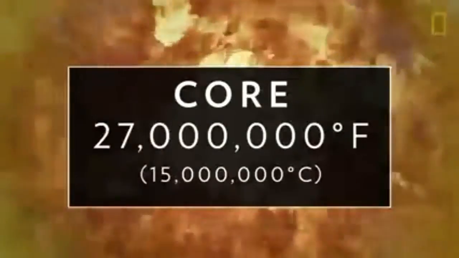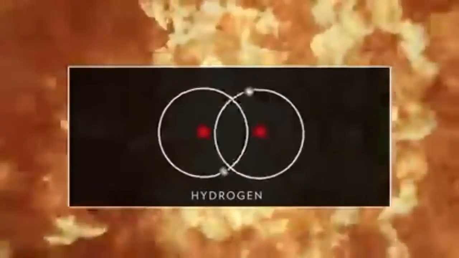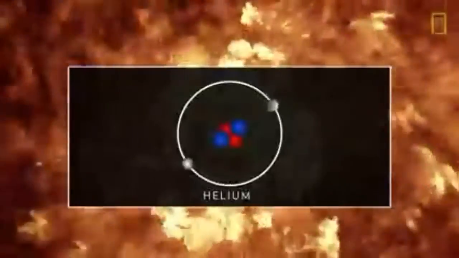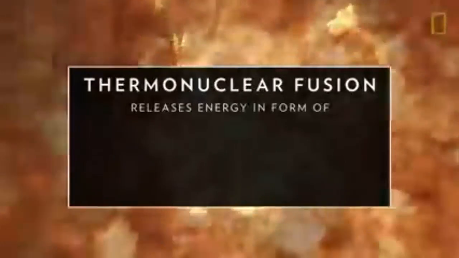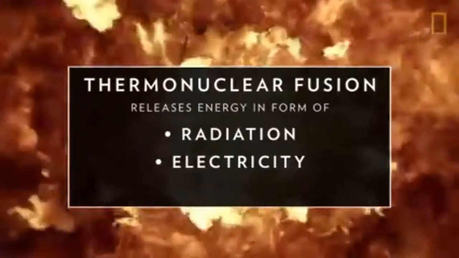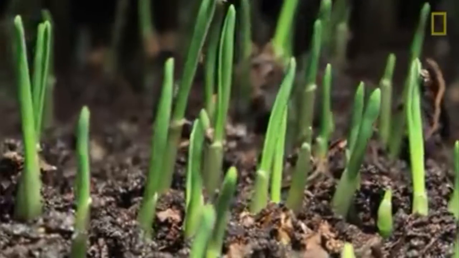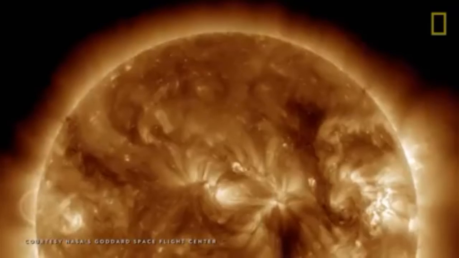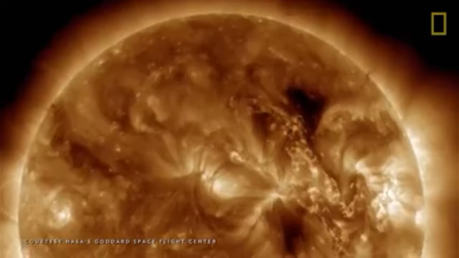In the core, temperatures reaching at least 27 million degrees Fahrenheit, combined with the Sun's powerful gravity, fuse together hydrogen molecules to create helium. Called thermonuclear fusion, this releases an enormous amount of energy in the form of radiation, electricity, solar wind, and, as we experience on Earth, life-giving heat and light. Such volatility is contained thanks to the Sun's tremendous gravity.